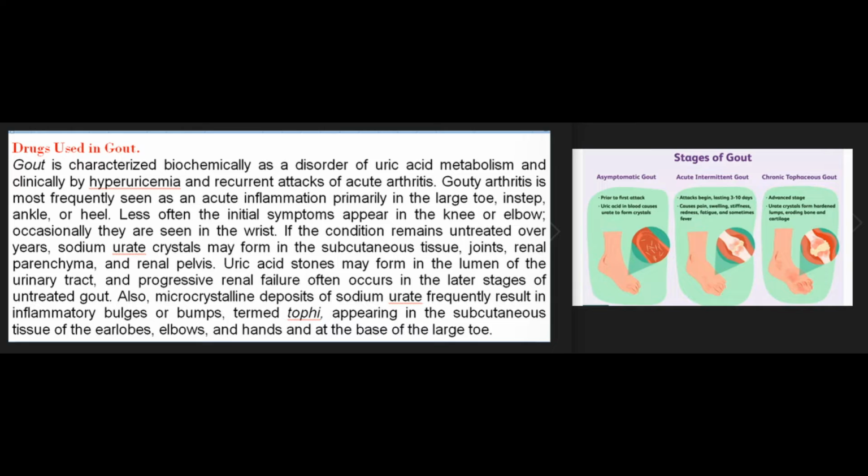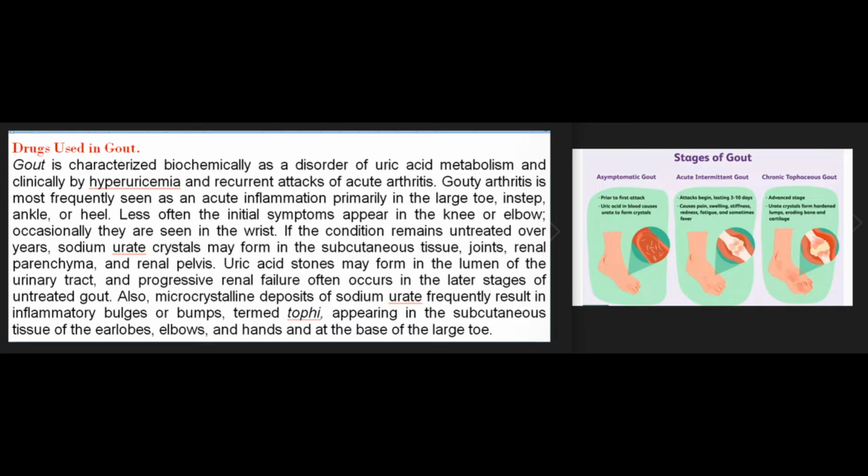Drugs used in gout. Gout is characterized biochemically as a disorder of uric acid metabolism and clinically by hyperuricemia and recurrent attacks of acute arthritis. Gouty arthritis is most frequently seen as an acute inflammation primarily in the large toe, instep, ankle, or heel. Less often the initial symptoms appear in the knee or elbow, occasionally they are seen in the wrist.